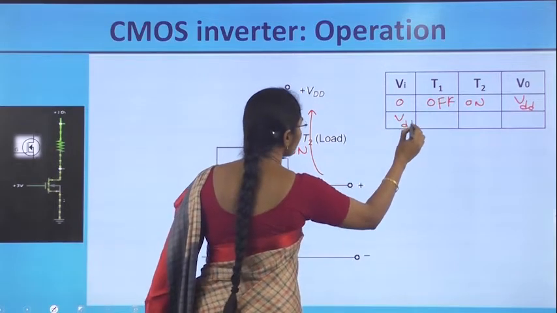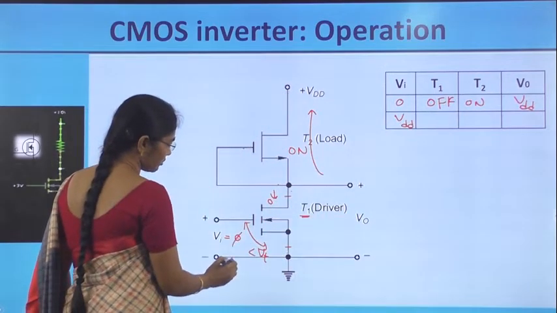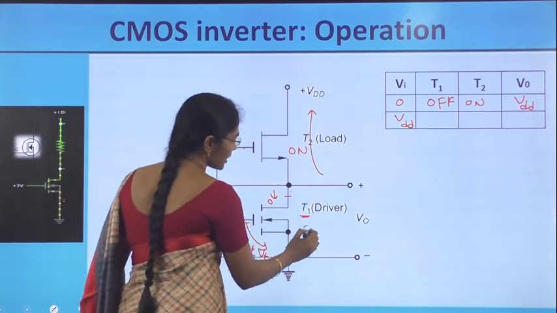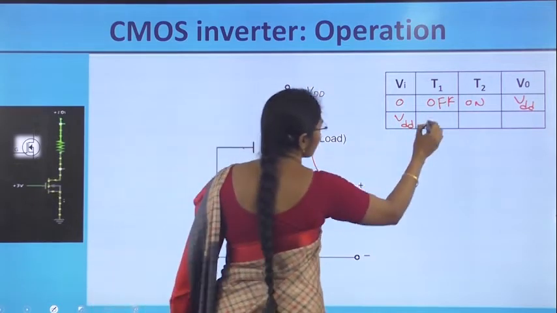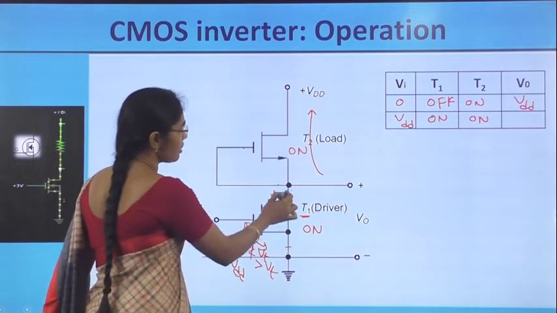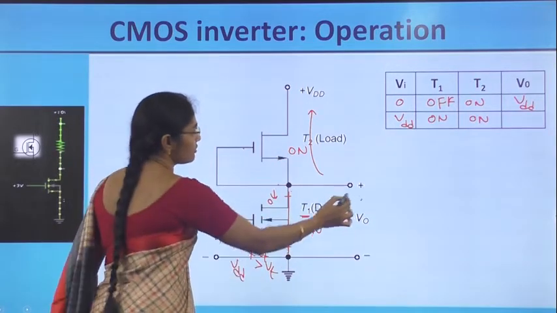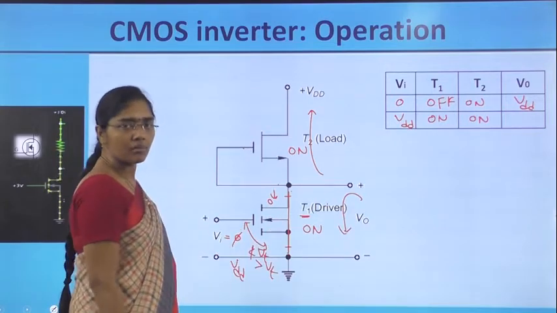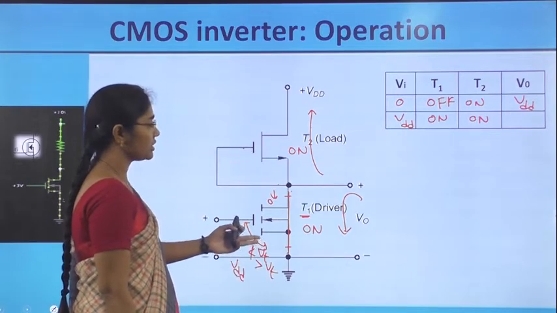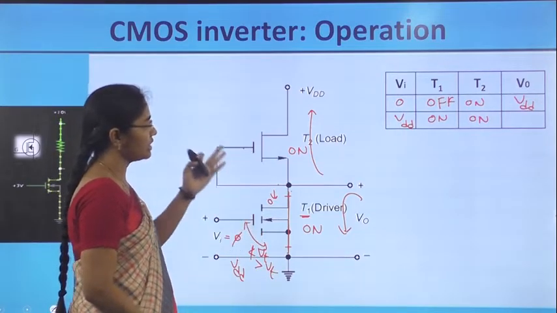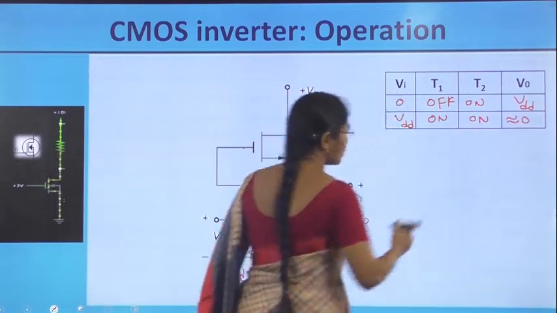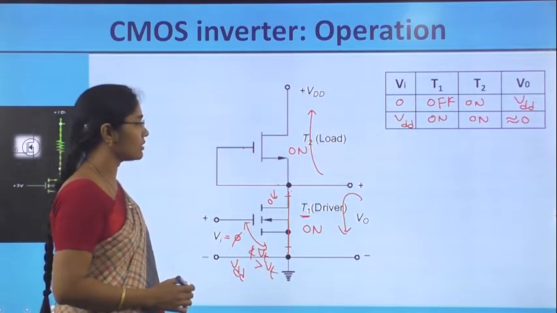Then Vin is equal to VDD, that means logic high, what will happen? When Vin is equal to VDD, it is greater than Vt, therefore T1 transistor is in the on condition. So T1 is on and T2 is always on. Because of that, here we have a short connection, so therefore Vout is dropping, but it does not reach the full 0 value. There is a non-zero output here because of the drop across this transistor. So it is approximately equal to 0, not fully equal to 0.